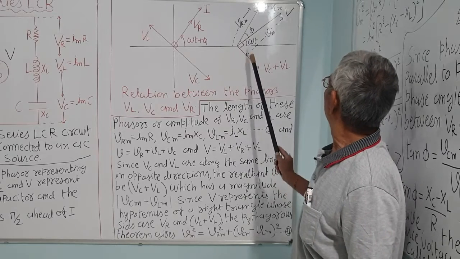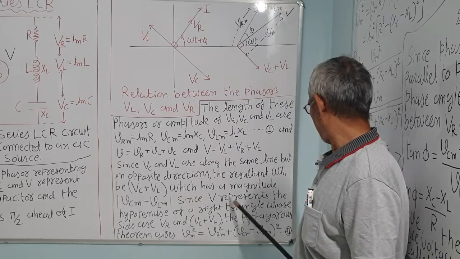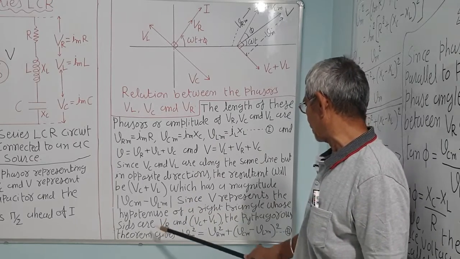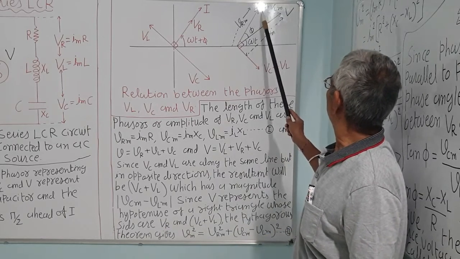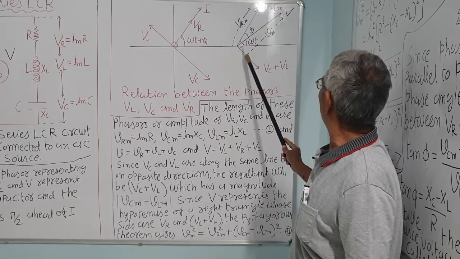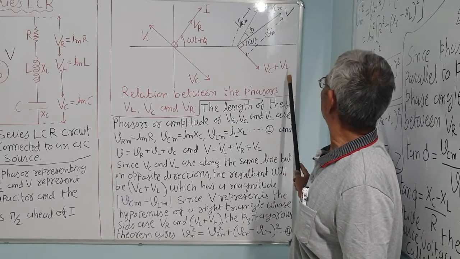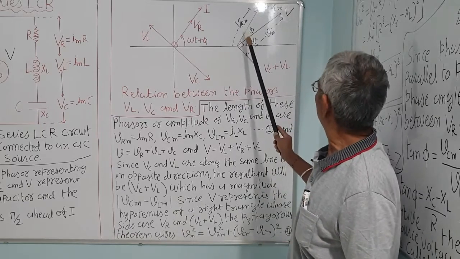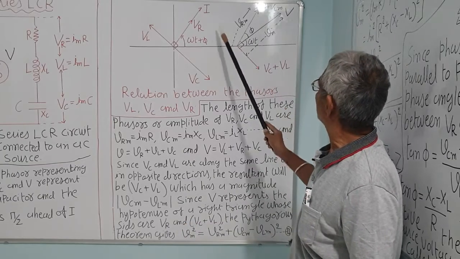This is parallel to this equal vector. V represents the hypotenuse of the right angle triangle whose sides are VR and VC plus VL. This is the hypotenuse: V is the hypotenuse of these two sides, VC plus VL and VR. VR is the voltage across the resistor.